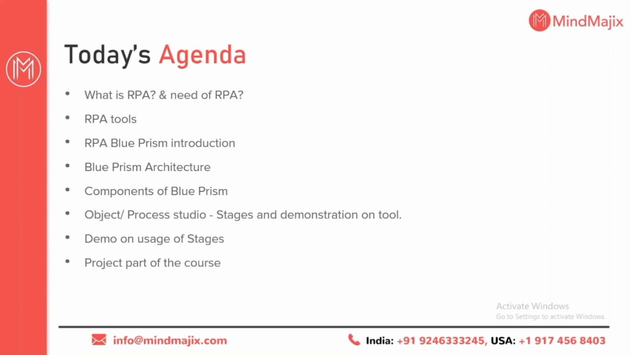Blue Prism introduction. Architecture of Blue Prism. What are the components involved in Blue Prism software? Among them, there are Object Studio and Process Studio. We'll see a small demo on it. We'll also see what will be provided apart from this, for example, the project works covered, the kind of POCs covered during the session. Resume preparation, all those things will be provided.